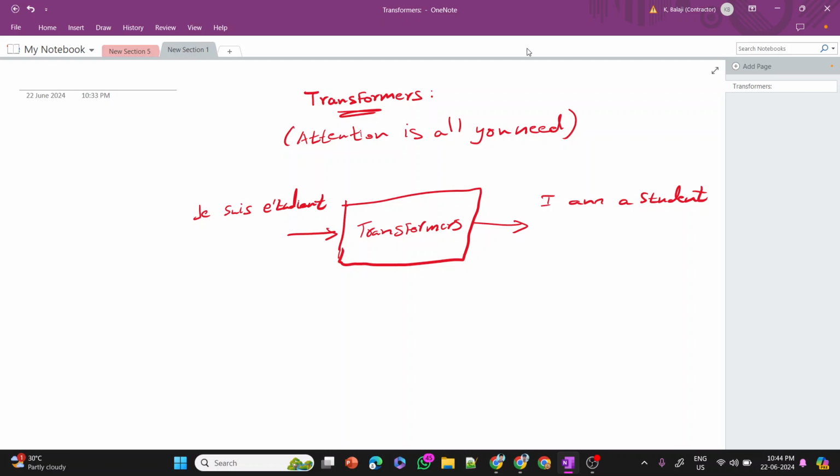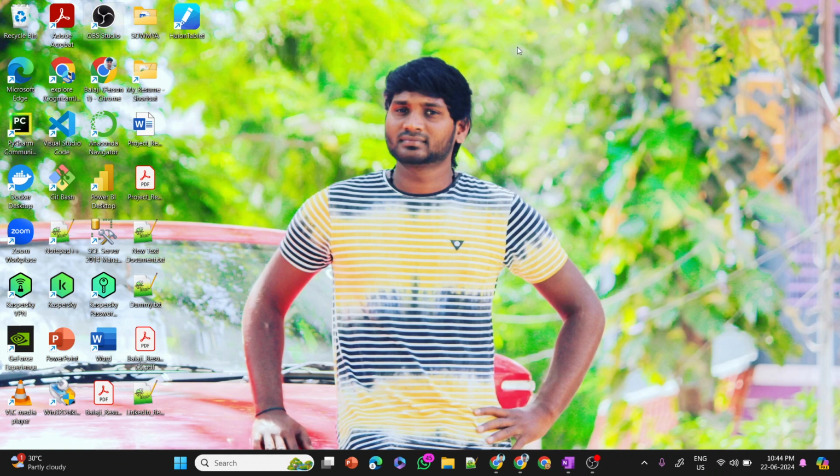Before the transformer, there were so many NLP models, like RNN and LSTM. These architectures were used for language tasks, but there is some disadvantage in them. They cannot understand the exact meaning. Let's take an example.